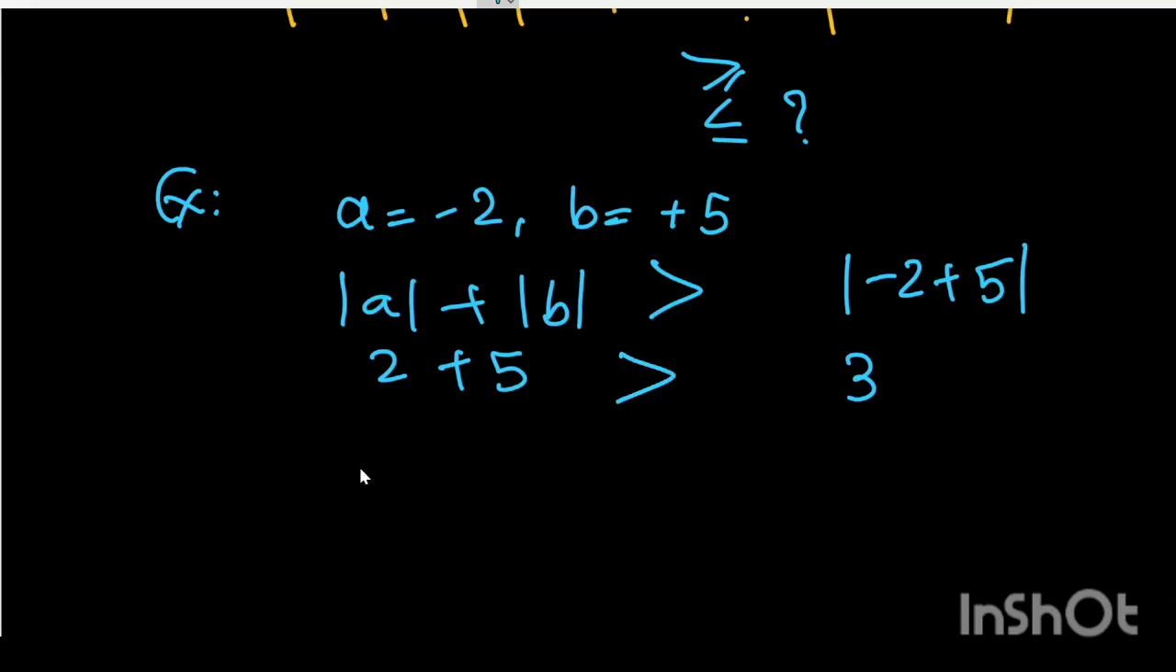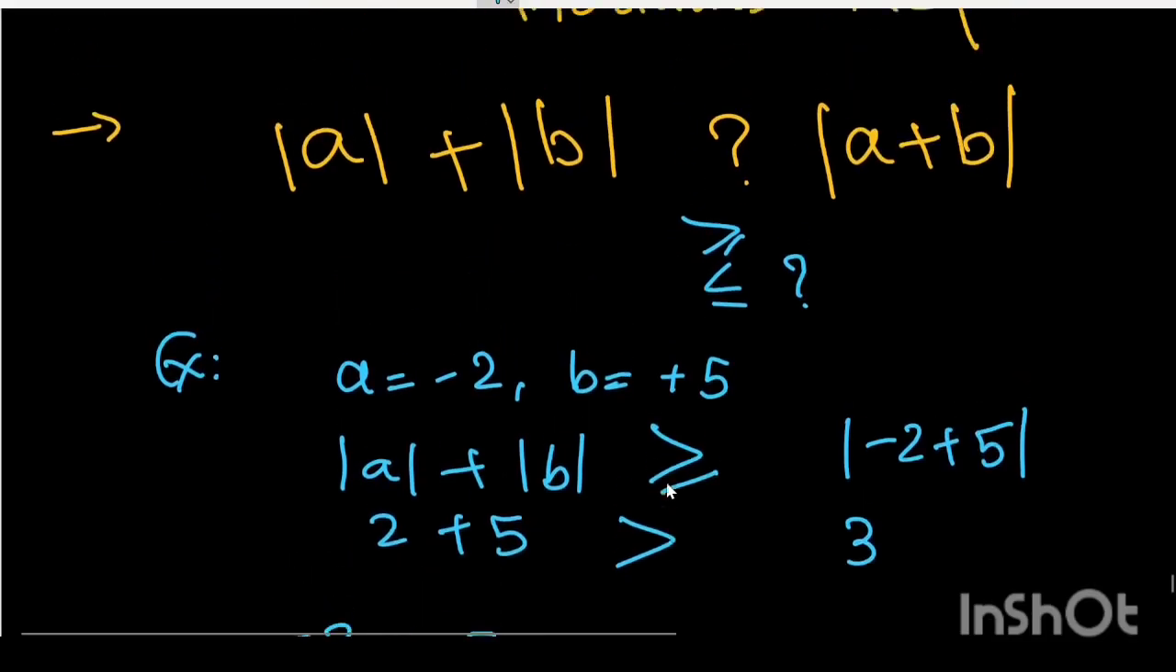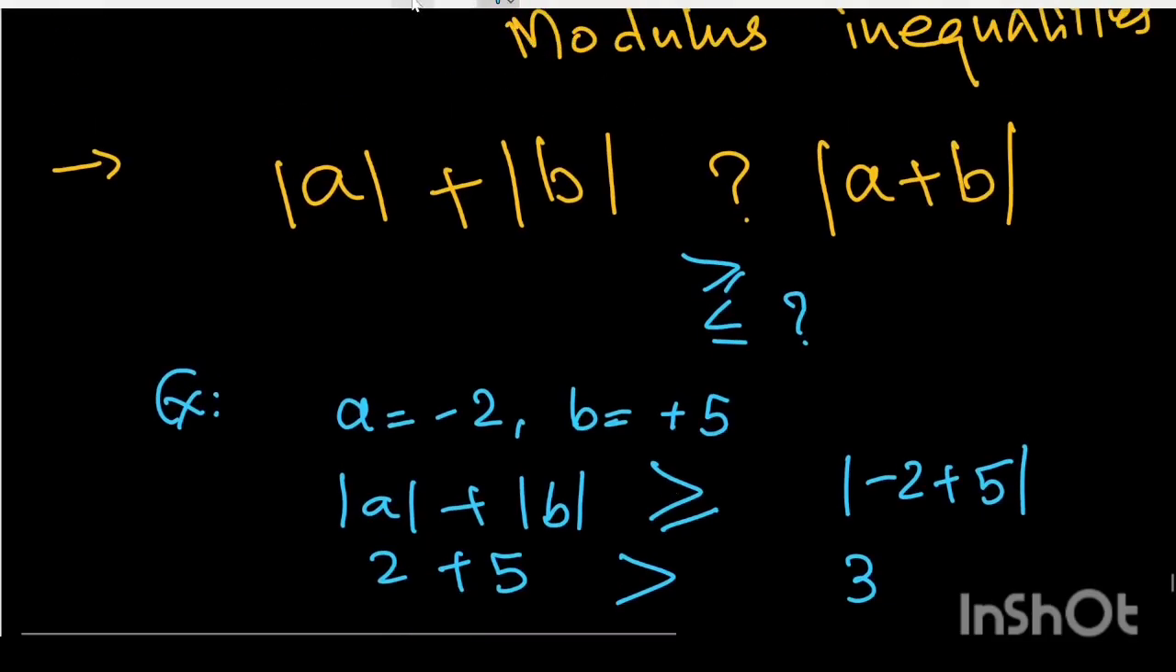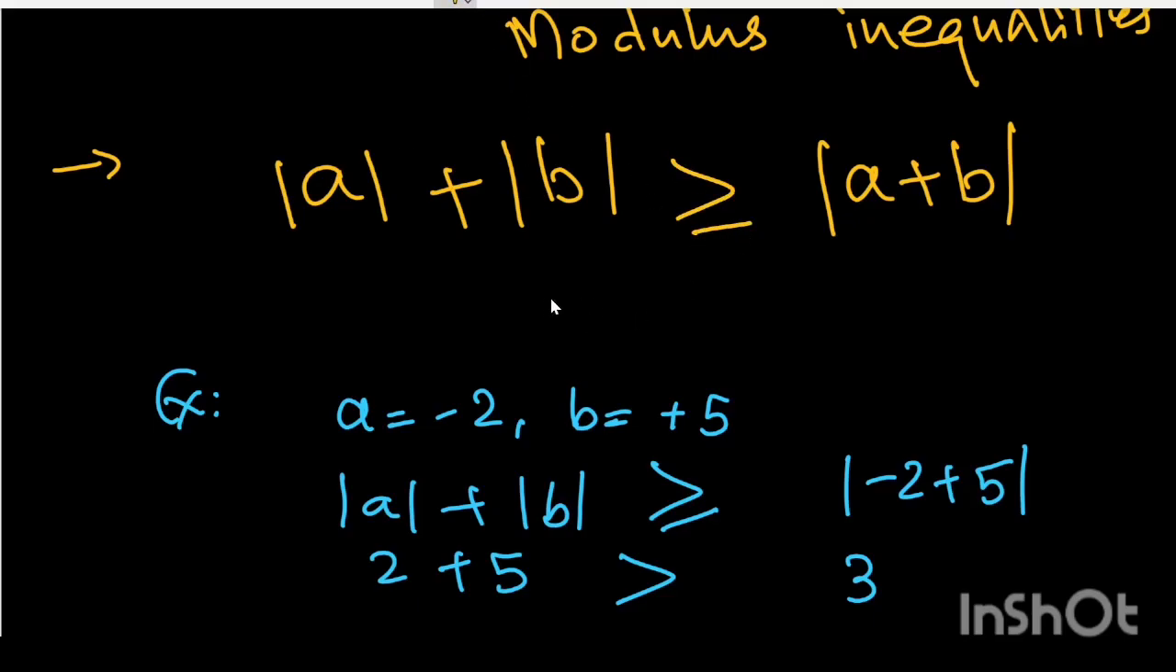Now if you take the same sign values, a as minus 2, b as minus 5, or a as 2 and 5, and all those combinations, you'll see equality will also hold. Okay, so guys, using some basic substitutions and verification of a and b, we can say that mod a plus mod b is greater than or equal to mod a plus b for all a, b belongs to what? So this is one of the identities in modulus inequalities, guys.